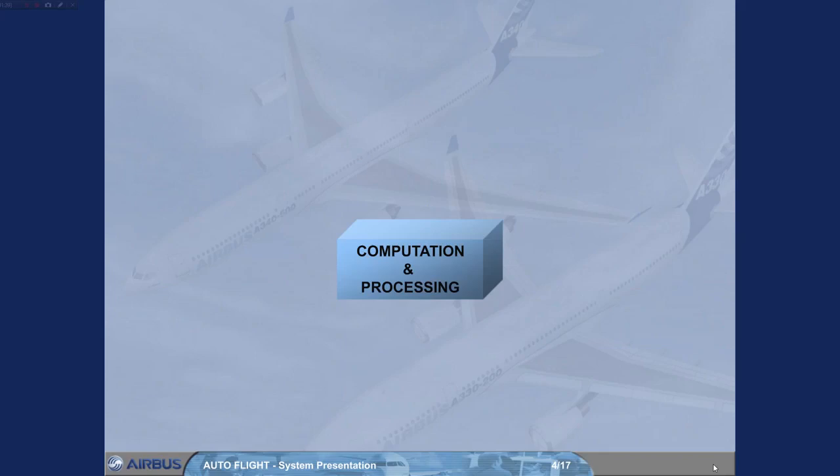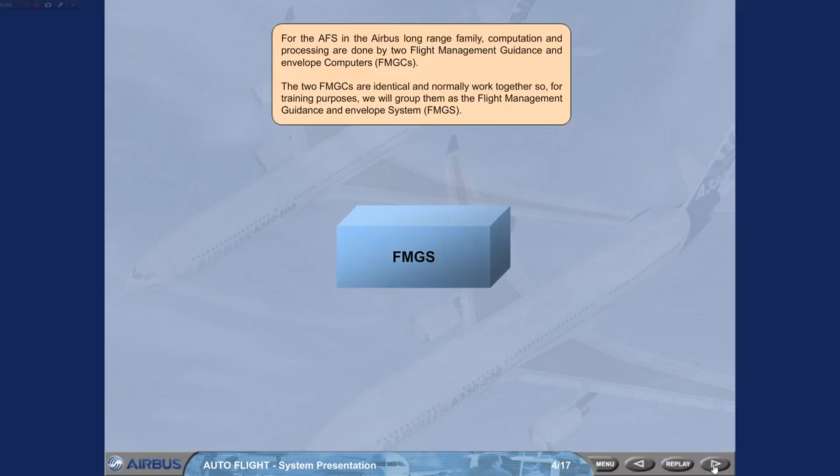For the Autoflight System, in the Airbus long-range family, computation and processing are done by two flight management guidance and envelope computers, FMGCs. The two FMGCs are identical and normally work together, so, for training purposes, we will group them as the Flight Management Guidance and Envelope System, FMGS.